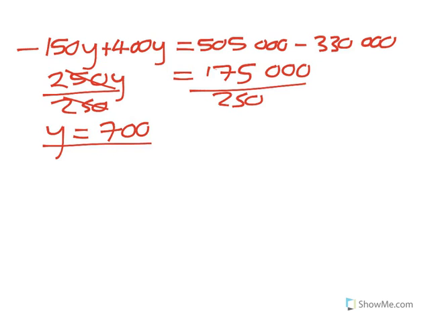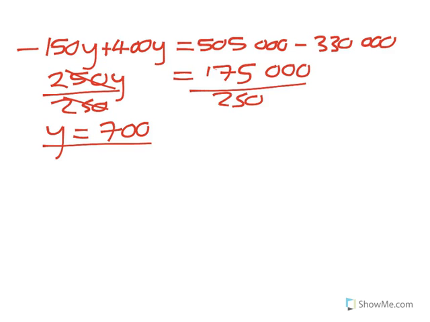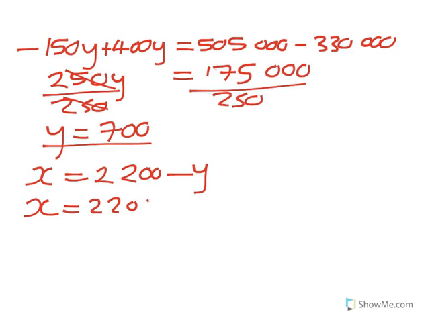And then now remember, equation 3 said X is equal to 2,200 minus Y. So you take that, you say X is equal to 2,200 minus Y, and you know the value of Y is 700, so X is 2,200 minus 700.